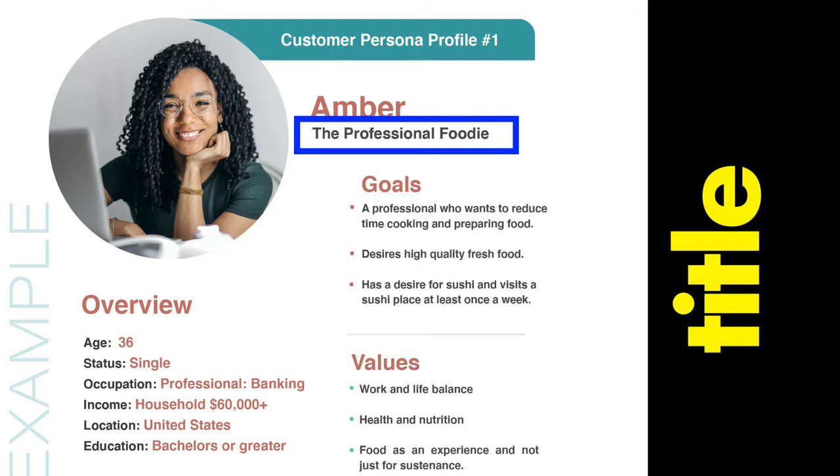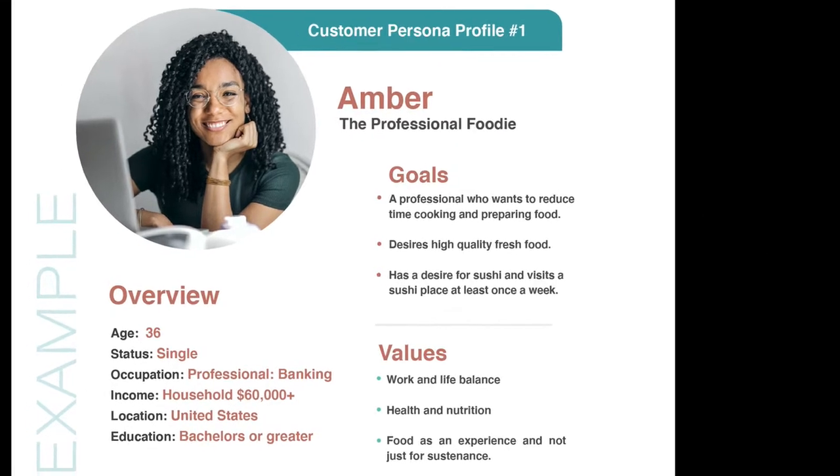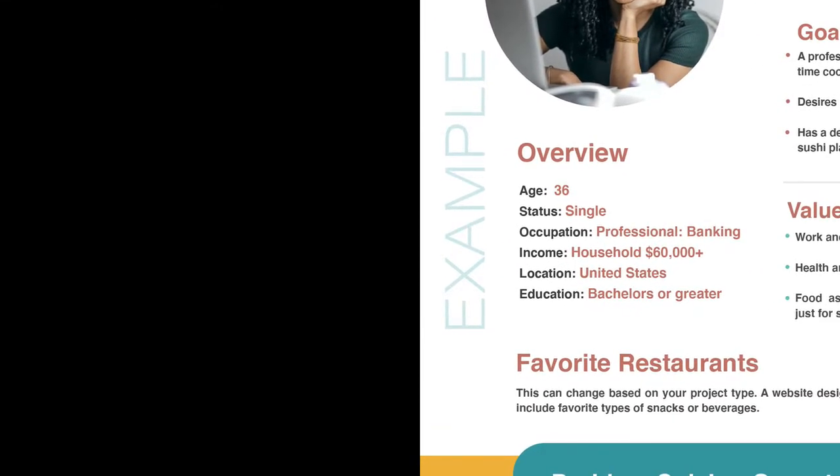So she just loves to go out and write about food experiences. She loves food, but it may or may not be an actual title. It could just be a personality type. So I like to list some general facts. She has an age. She's 36. She's single. Her occupation, she's in banking, and she makes a pretty decent income.